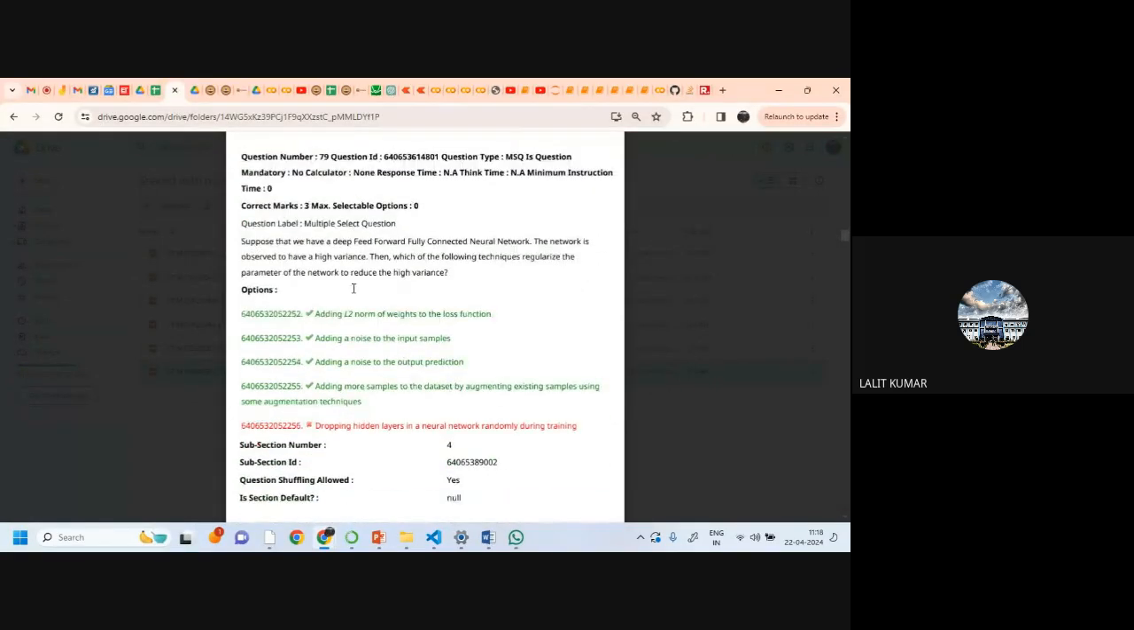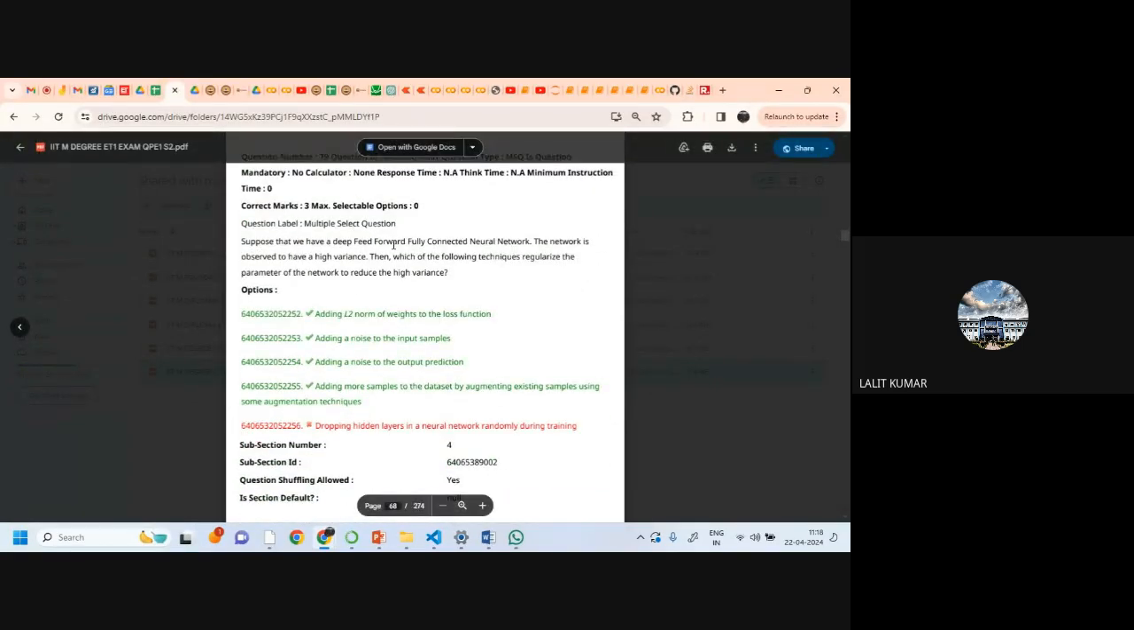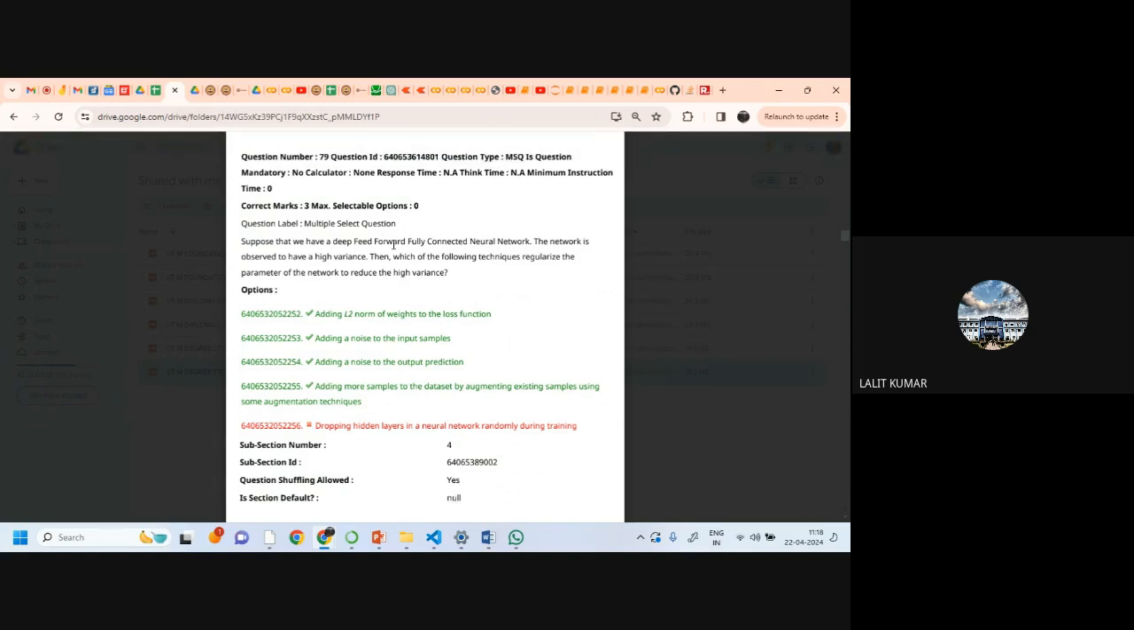Okay. Suppose that we have a deep feed forward fully connected neural network. The network is observed to have a high variance. Then which of the following techniques regularize the parameter of the network to reduce the high variance? Whenever we have high variance, we use the regularization methods, and straight away from the lectures we know which regularization methods are covered.